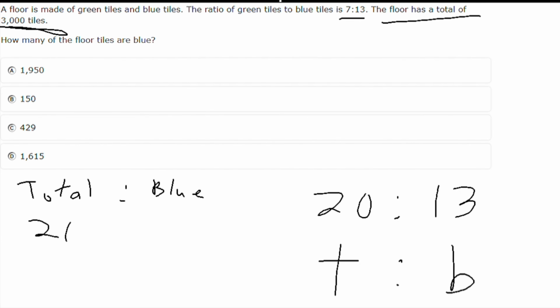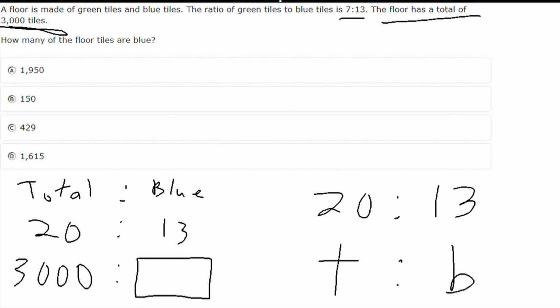So let's line them up. For every 20 total tiles, we have how many blue tiles? We have 13 blue tiles. Now, what are we given? Our question gave us 3,000 total tiles. 3,000. All right. Now we need to find out how many blue tiles we have.